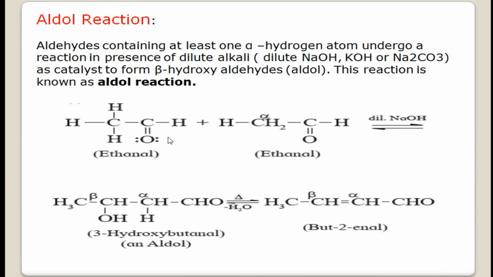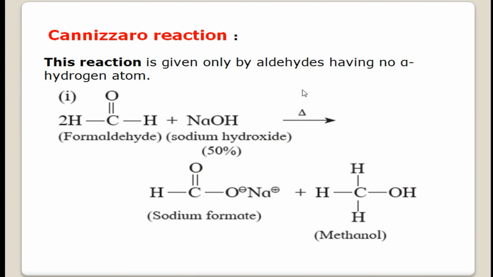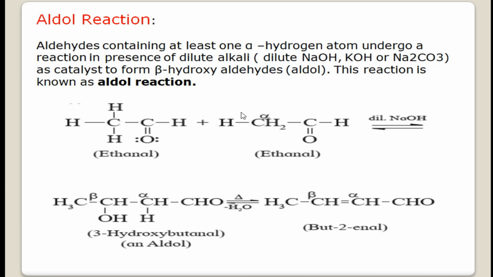Then the aldol reaction, the aldol condensation reaction. Aldehydes containing at least one alpha hydrogen atom undergo a reaction in the presence of dilute alkali, meaning sodium hydroxide, potassium hydroxide, or sodium carbonate, as a catalyst to form beta hydroxy aldehydes, meaning aldol. This reaction is known as the aldol reaction.